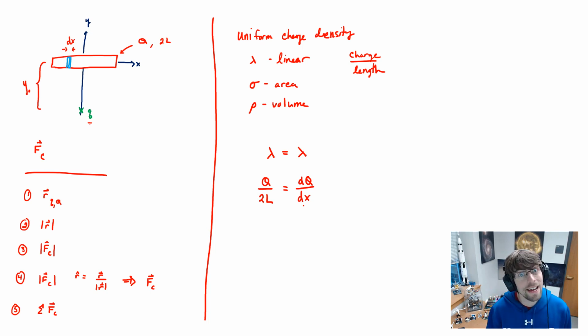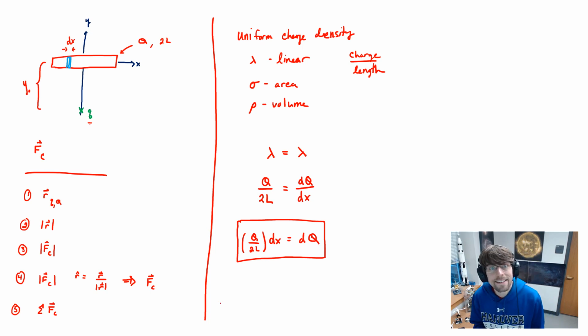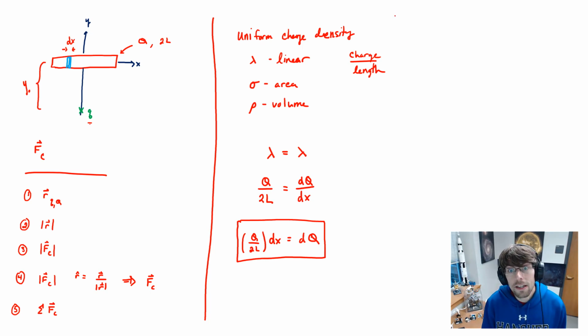And so now I have an expression for that small piece of the bar. That small piece of the bar, that is a length of dx, has this much charge contained in that infinitesimally small piece. So we'll go ahead and box that. We're going to want that later. Okay, so that's kind of the one small little change.